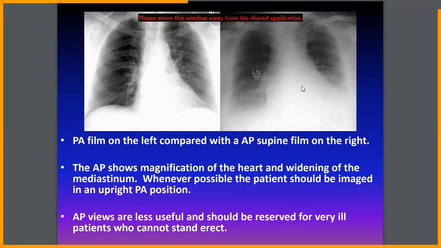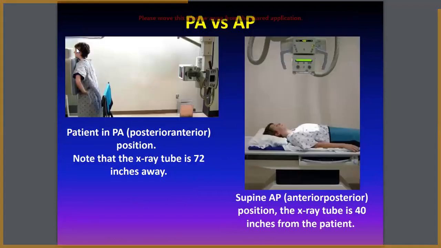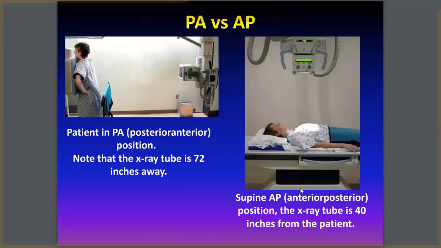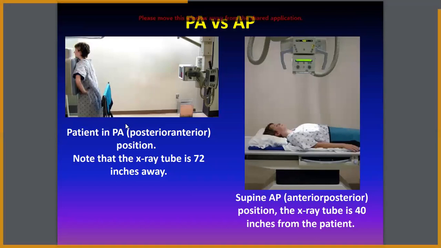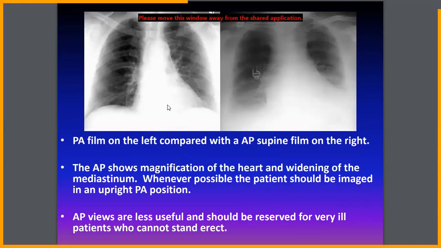The AP is showing magnification of the heart and widening of the mediastinum. Whenever possible, the patient should be imaged in an upright PA position only. AP views are less useful and should be reserved for very ill patients who cannot stand erect. The preferable position is posterior-anterior, not antero-posterior. Unless the patient is sick, we should not go with antero-posterior. We should always prefer posterior-anterior position. Always remember, we prefer taking the PA view because it gives good quality image.